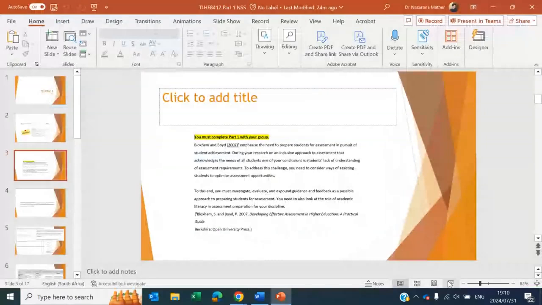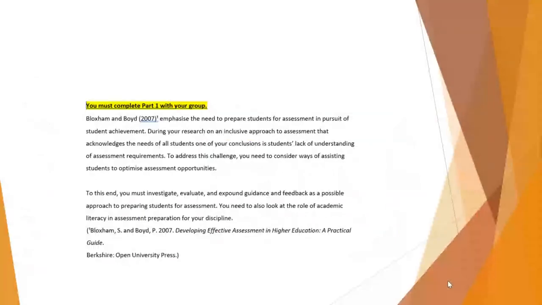Right. So you must complete part 1 with your group, and I will give you some context here. Bloxham and Boyd, 2007, this is your prescribed reading. There was something else that I noticed in the ICE task submissions. There were some very outdated sources that were being used, as early as 1995. I'm not sure why this is the case. I've had students ask the question, can we use sources that are old? And I said, yes, but only in a certain context.